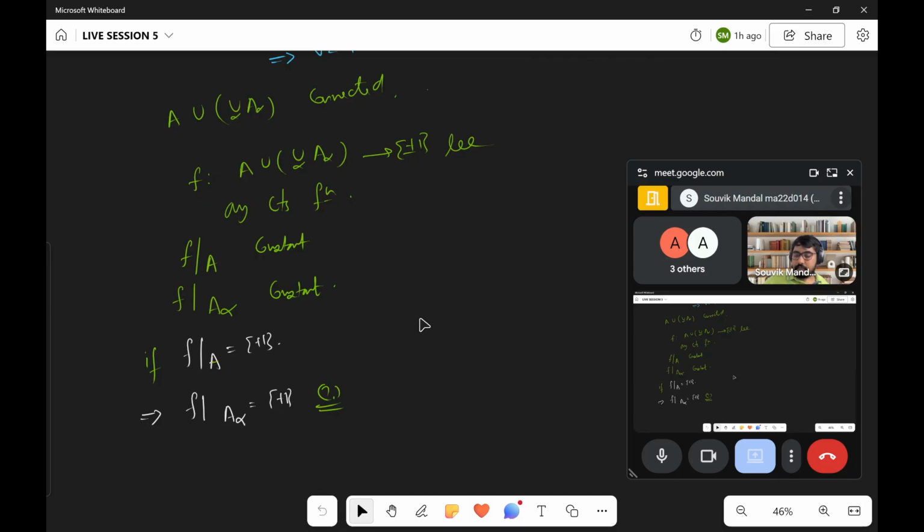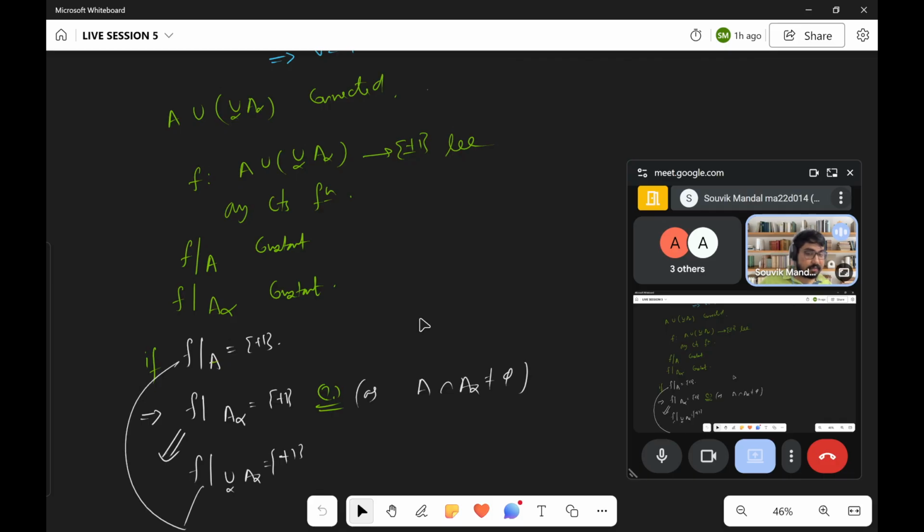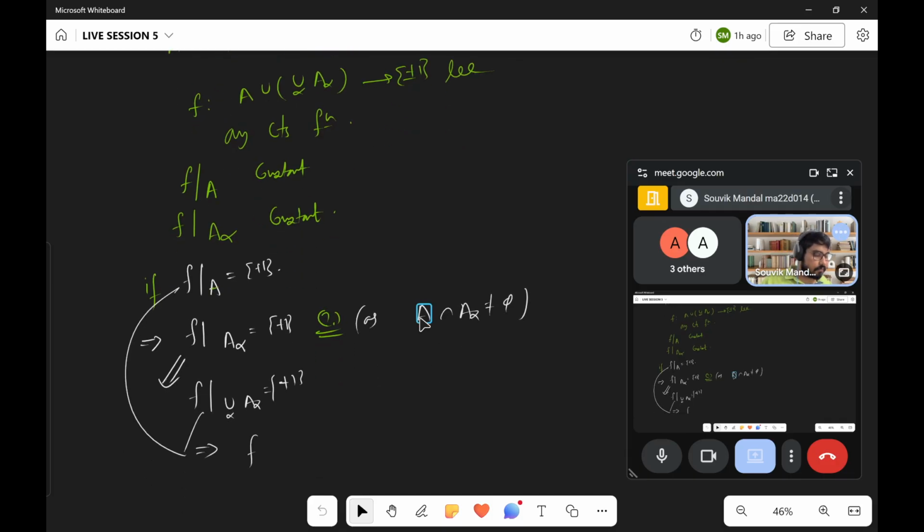Because A intersection A alpha is non-empty. Correct, absolutely. As A intersection A alpha is non-empty, now since on both A and A alpha the restriction of f is plus 1, this implies what? Of course, this implies f restricted to the union of A and A alpha is equal to plus 1. So combining this and this together implies f is equal to plus 1. So that tells that f is a constant function.